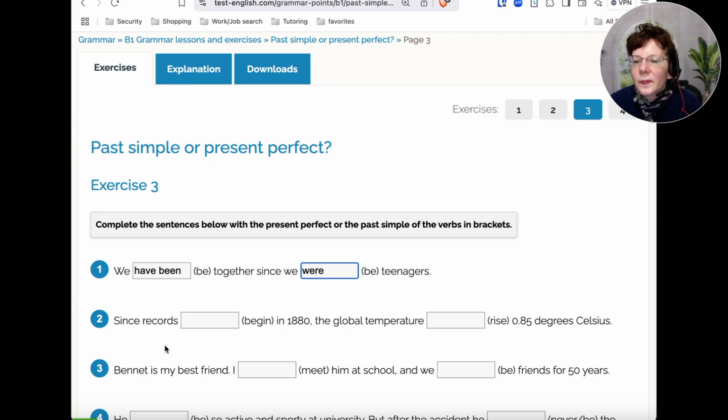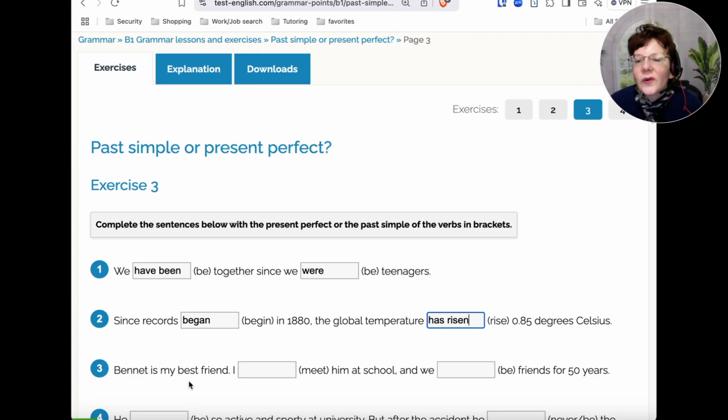Number 2, since records we got begin in 1880, the global temperature rise 0.85 degrees Celsius. Okay, so naming a specific time, so past simple, began. All right. And this one, something that started since this happened. So we want present perfect. Has risen 0.85 degrees Celsius.